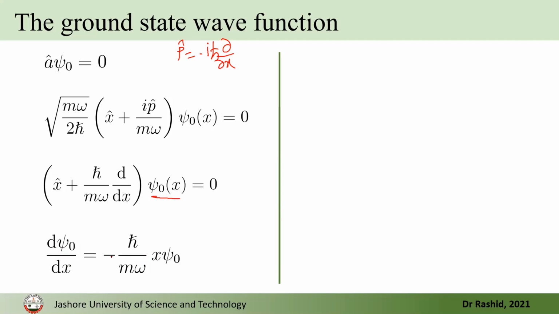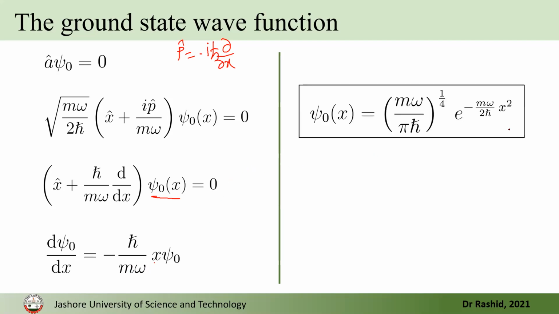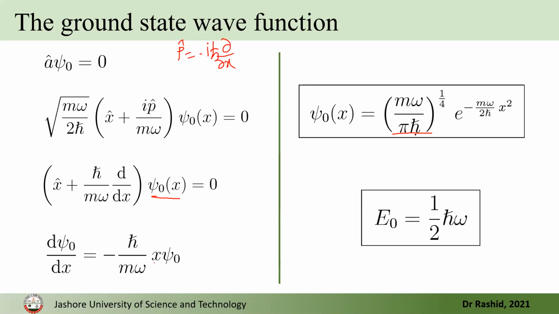Now you can see from here easily that the differentiation of psi 0 involves also the variable x. So the result would be simply an exponential. This is the result, and this is the normalization factor. You can do it yourself. I'm not going to do it. This is for the students as homework. So this is the ground state wave function for the quantum harmonic oscillator.